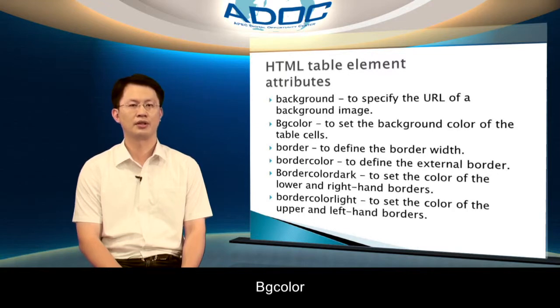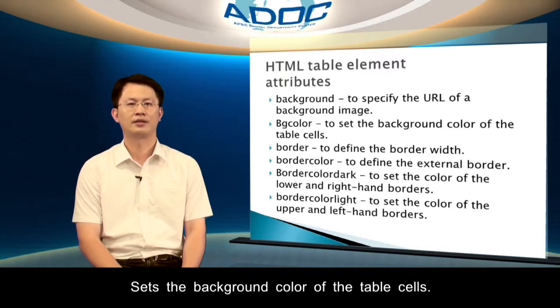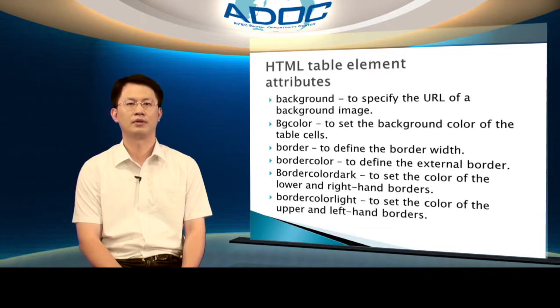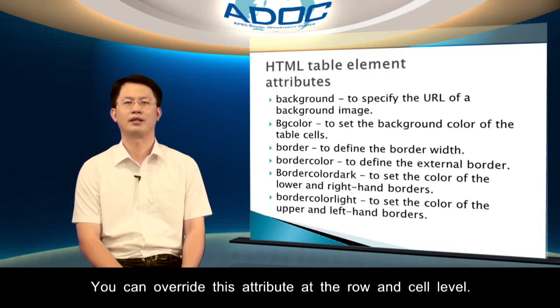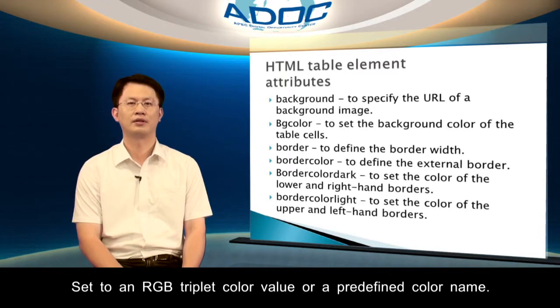And BGCOLOR sets the background color of the table cell. You can override these attributes at the row and the cell level. Set to an RGB triplet color value or a predefined color name.